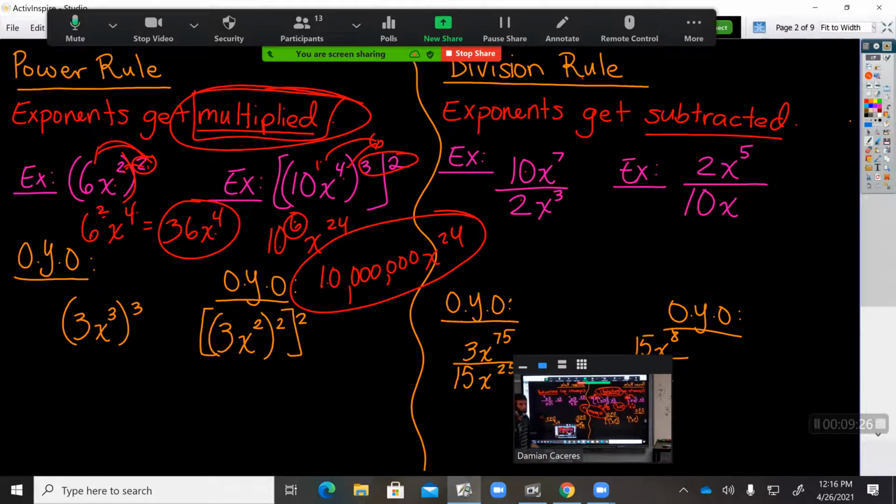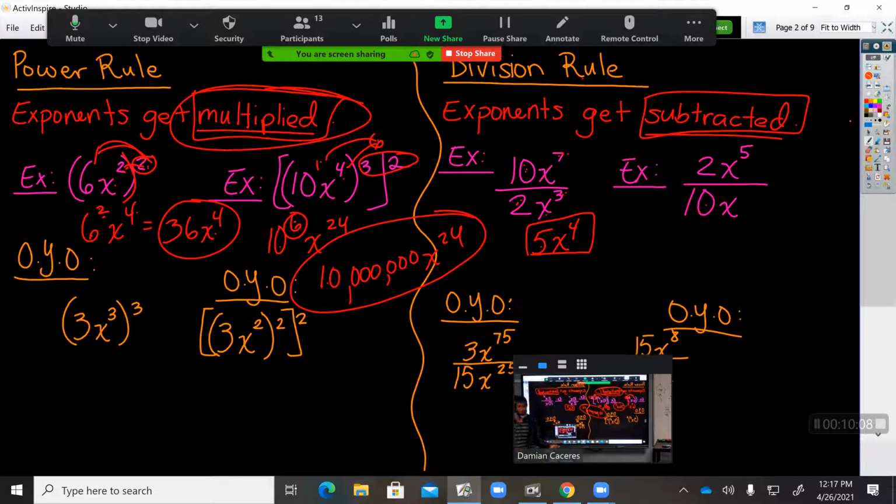So look at the difference between how I solve both. First of all, results go on top. So 10 divided by 2 equals 5. I put it on top. That's how it works. And now x to the 7 divided by x to the third is x to the fourth, because 7 minus 3 is 4. Now, do you see any negative exponents there? No. So that means that is our answer. So 10 divided by 2 is 5. 7 minus 3 is 4. Subtract exponents.